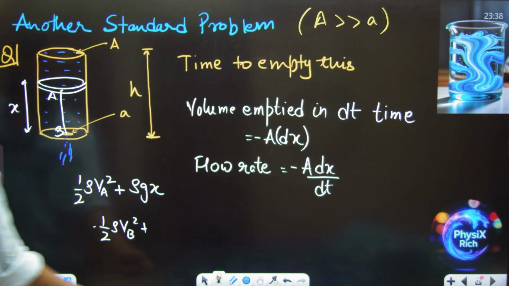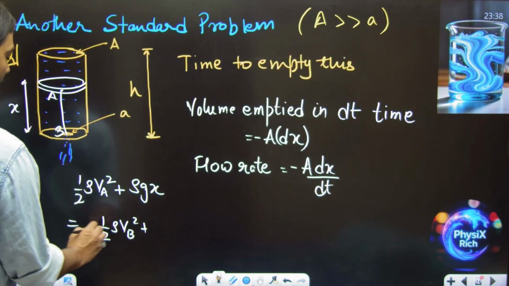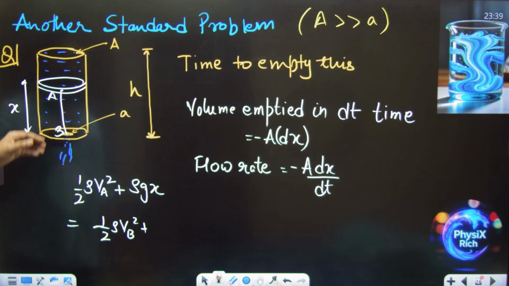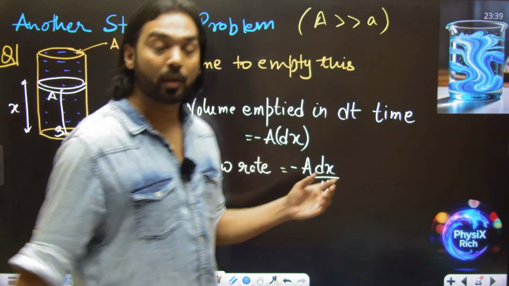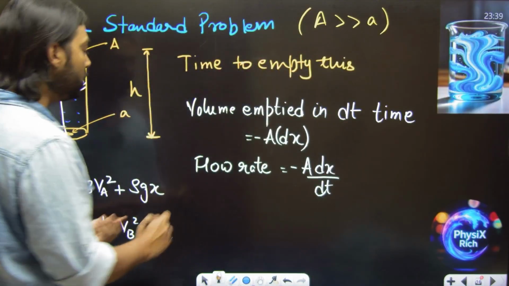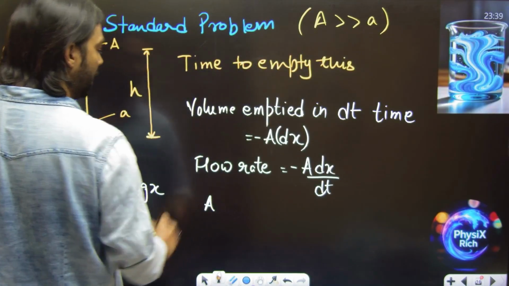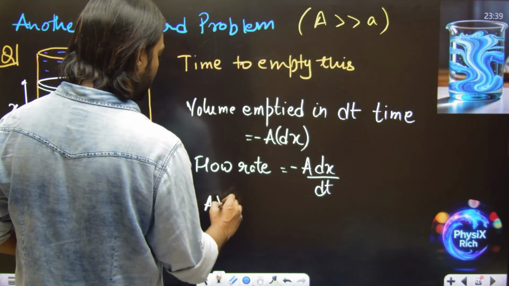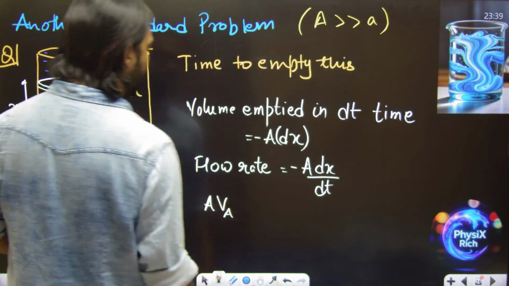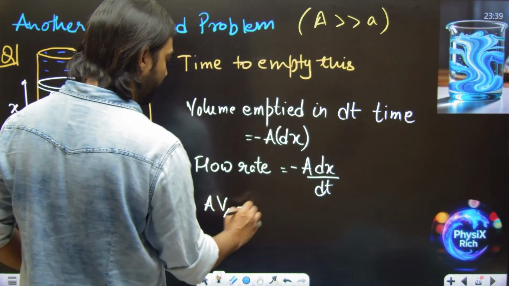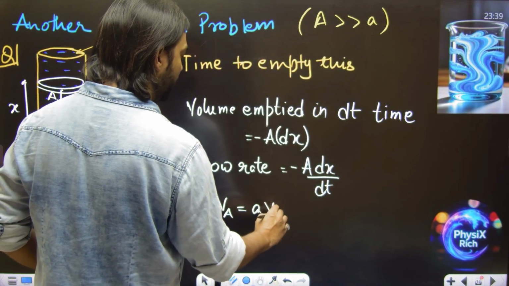Now here is the thing, these are equal. One very important thing, guys: if you apply Bernoulli's, most of the time you will also have to apply the equation of continuity as well. So can you say that the area capital A, which is this large area, times velocity at A is the flow rate? This should be equal to small a VB.